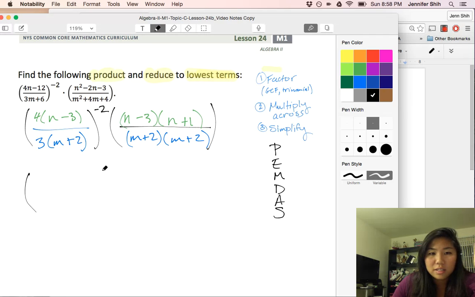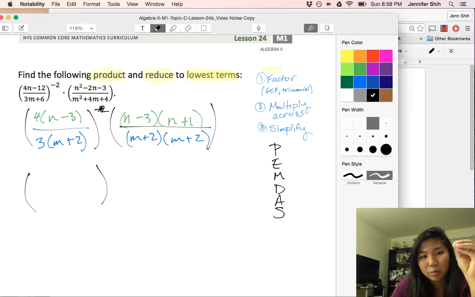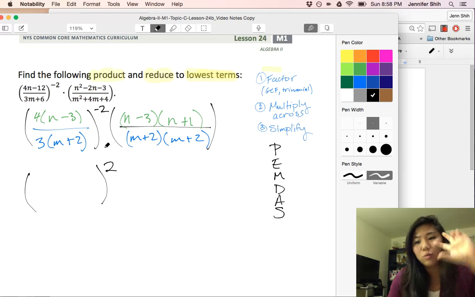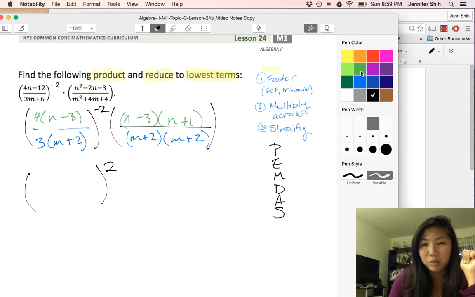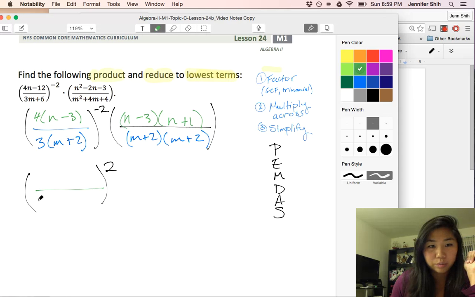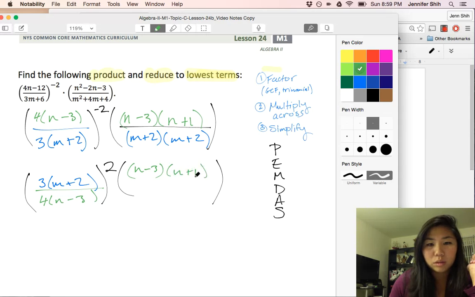So let's deal with the negative part of the exponent first. You can take away this negative sign if you promise to switch the numerator and denominator. So I'm going to switch the numerator and the denominator. Okay, and then at this point, we're just copying down the rest here. n minus 3, n plus 1 over n plus 2, n plus 2.